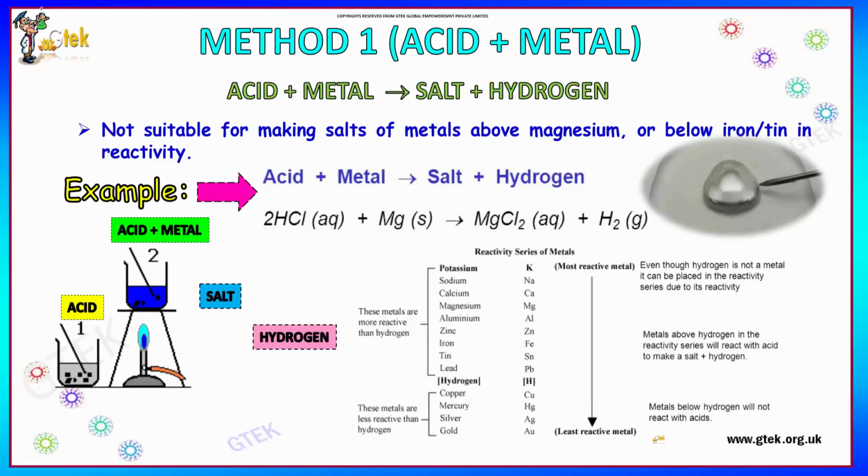We'll talk about the first method, acid with metal. As I told, you have your acid which will react with the metal to form your salt and hydrogen. You can see a typical example, HCl, which reacts with magnesium to form magnesium chloride and your water. Sorry, it's hydrogen.